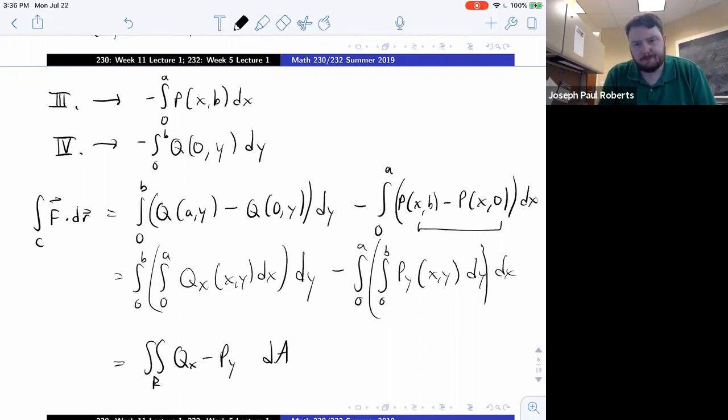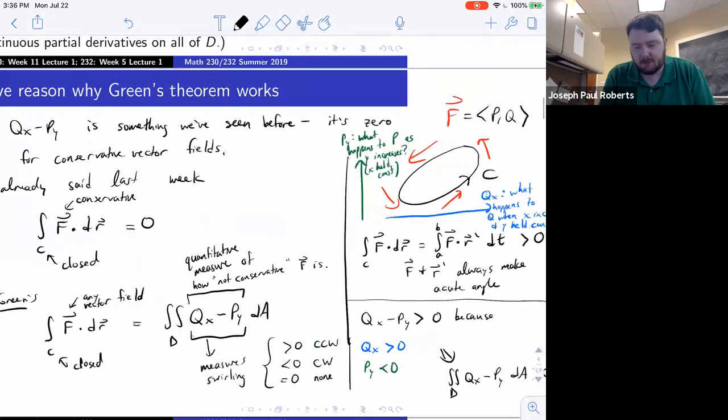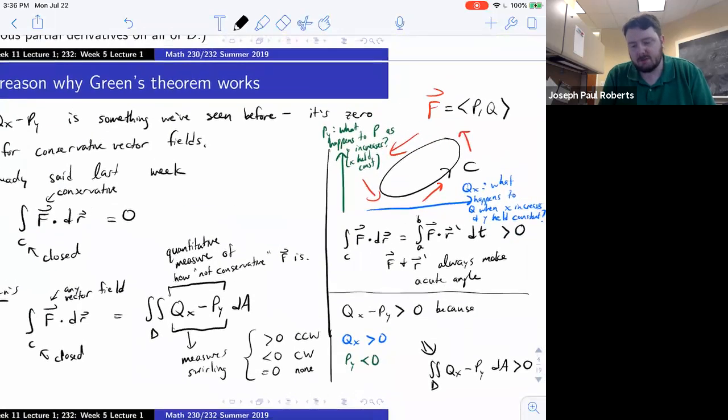So don't worry too much about this. The takeaway point is that by thinking about this swirling type picture here, we can convince ourselves that when F dot dr is positive, it looks like the double integral is positive. Well, why on earth is there this mismatch between the number of integral symbols and things like that?